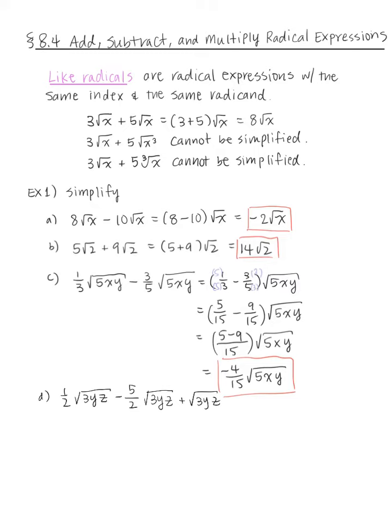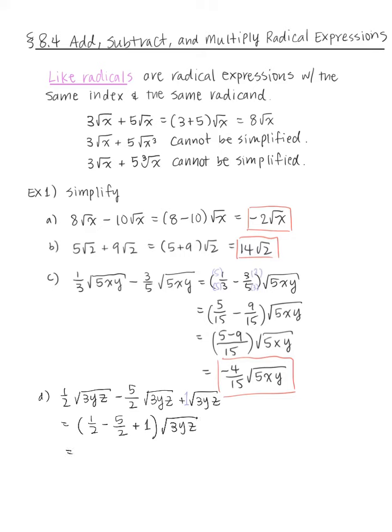Do we have like radicals here? Yes, we do. That will be square root of 3yz. So we're going to work this step by step again. I'm going to do the same thing. Let's first combine 1/2 minus 5/2. What would be the next number? Remember, there is that invisible 1 sitting here, so don't forget that. So this is going to be plus 1, and then multiplying here by square root of 3yz.